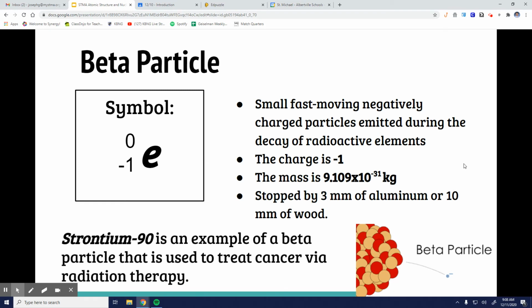Strontium-90 is an example of a beta particle source that we use a lot. It's actually used to treat cancer in radiation therapy. So doctors will focus that beta particle decay towards specific parts of a person's body, targeting tumors during cancer treatment.